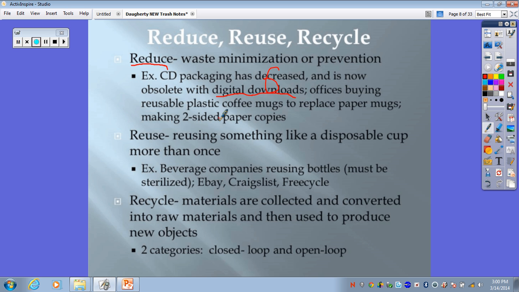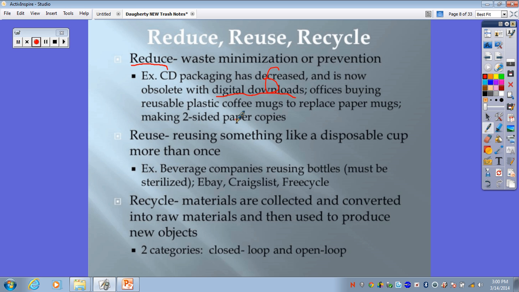Offices buying reusable plastic coffee mugs for their employees to replace disposable paper mugs, or even styrofoam cups. And we'll talk about a little case study that your book goes into comparing a paper cup to a styrofoam cup. There are some interesting pros and cons with both of those ideas.